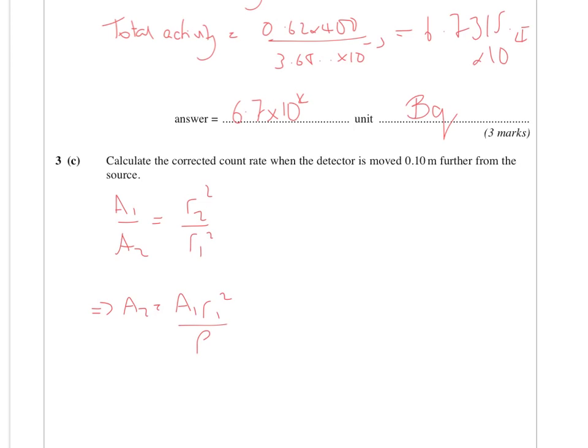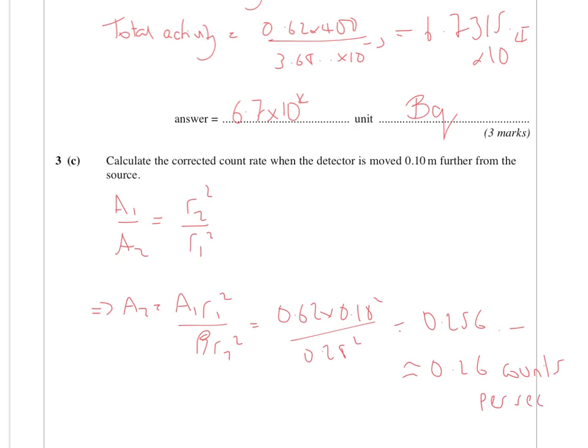and then R2 squared. So it's 0.62, which was what was measured before. Then we've got 0.18 squared divided by 0.28 squared, which is the new distance. 0.62 times 0.18 squared divided by 0.28 squared, which is 0.256, which is approximately 0.26 counts per second.